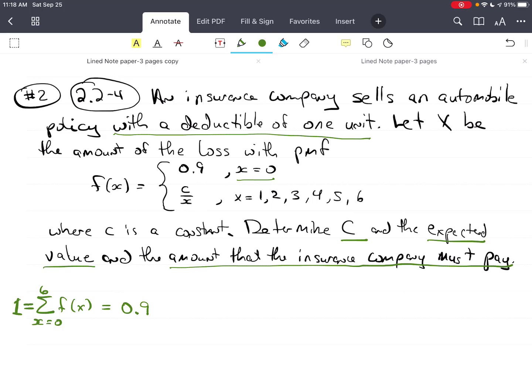Now, so I can then say that this is 0.9 plus, now we start at x equals 1 to 6. And this is c over x, which can be written as c times 1 over x. So this is equal to 0.9 plus c times 1 over 1 plus 1 over 2 plus 1 over 3 plus 1 over 4 plus 1 over 5 plus 1 over 6.